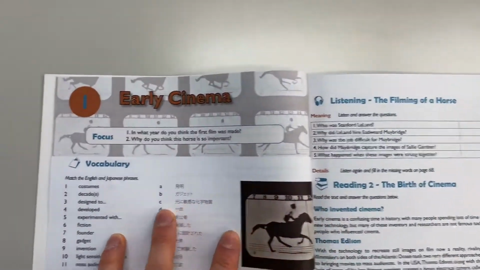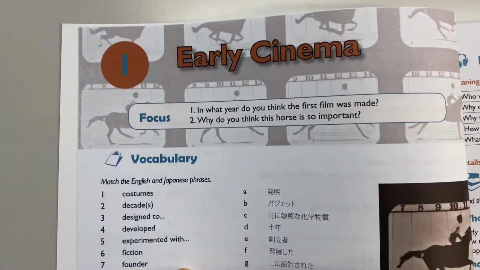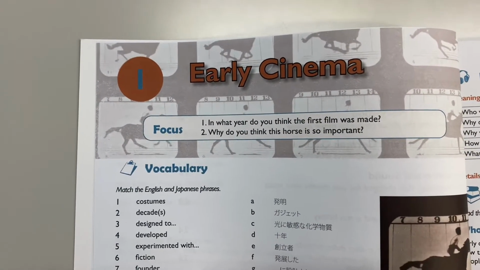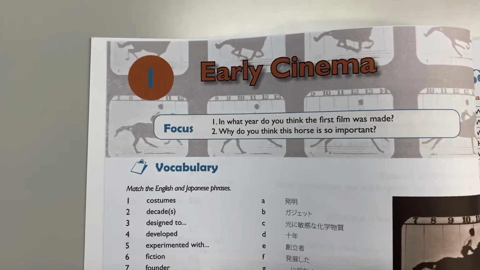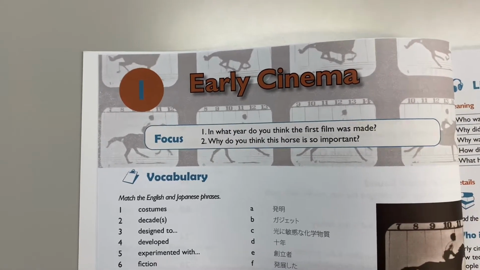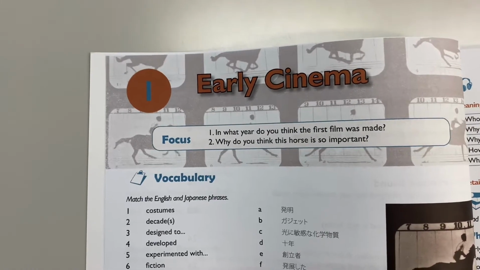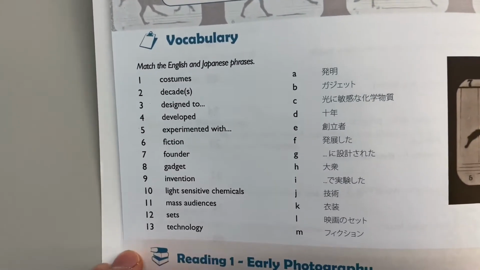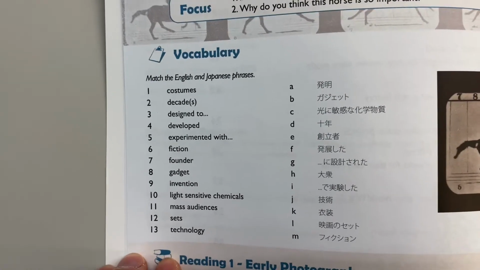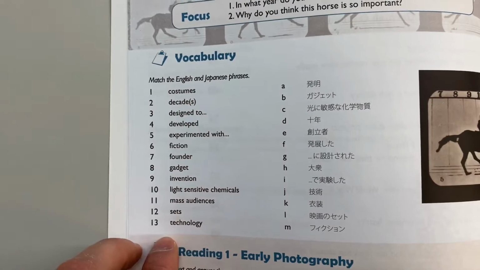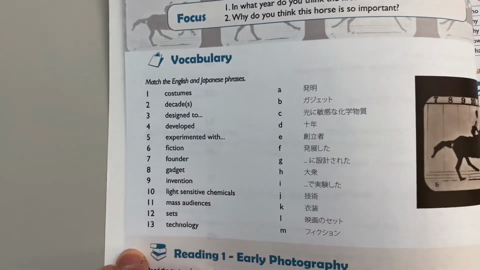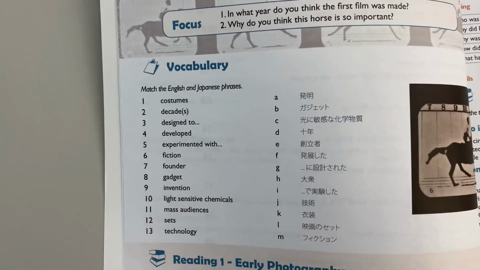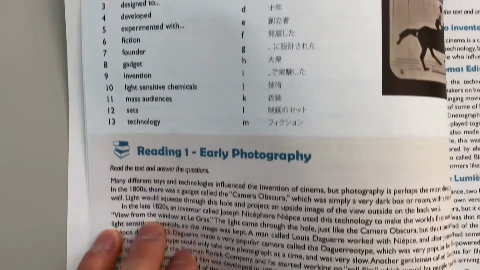We start every unit over here with a focus activity, which allows the students to have a quick discussion with each other, share their thoughts and opinions, and each time these focus questions are about the unit they're about to study. Underneath, we have some of the more difficult words from the unit, with the English down here and the Japanese translations, and the students have to connect the English and the Japanese.